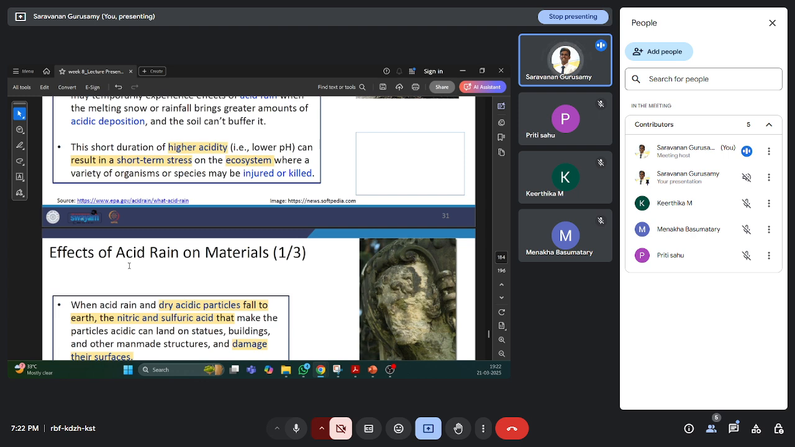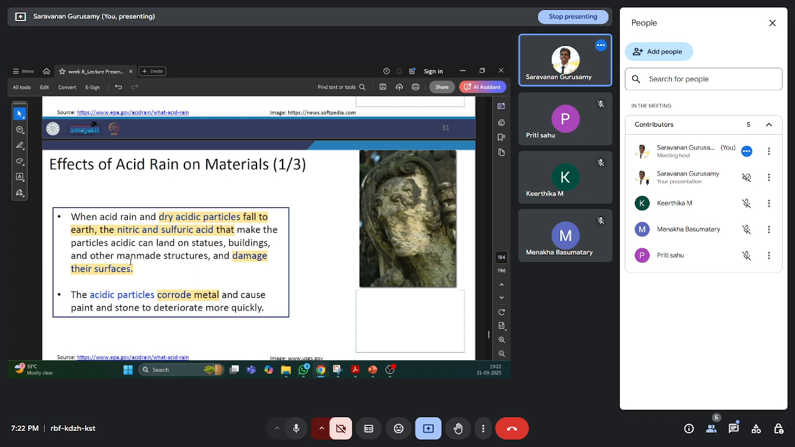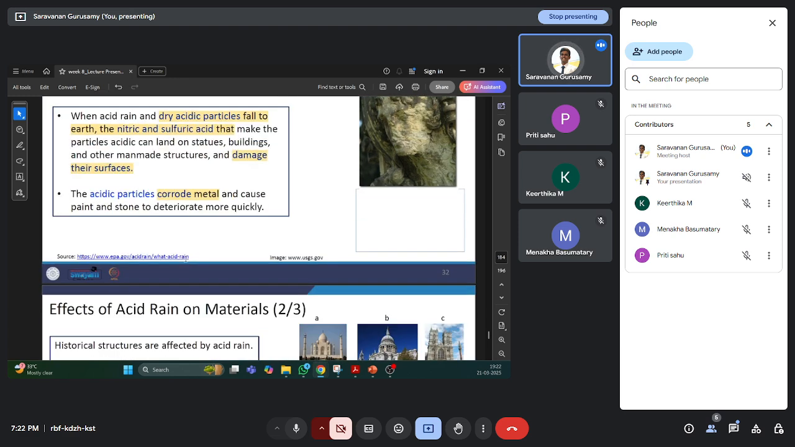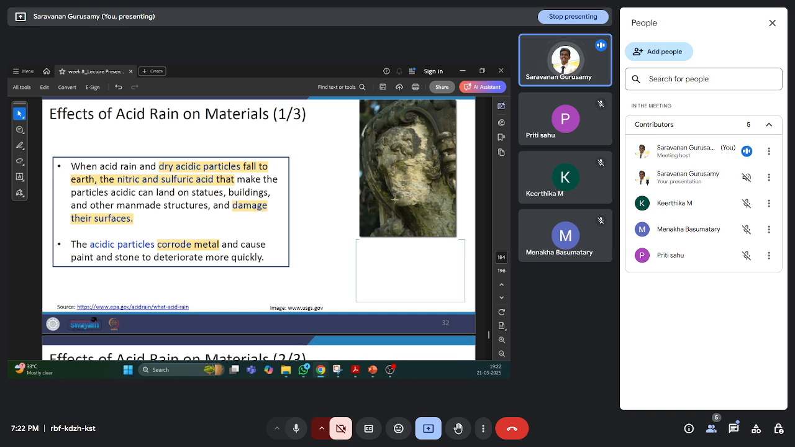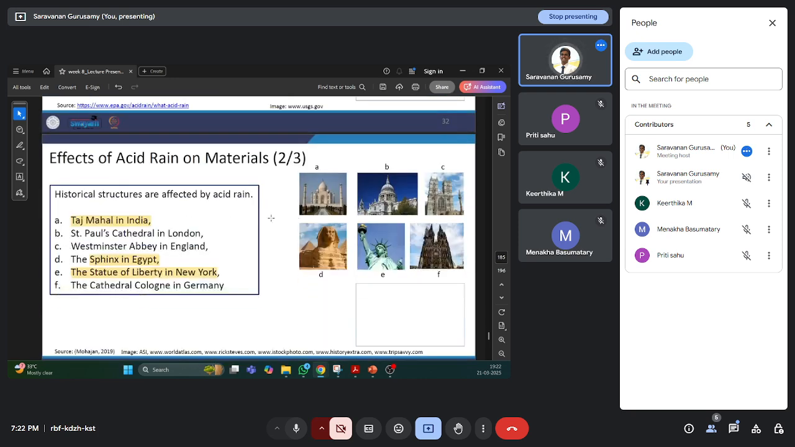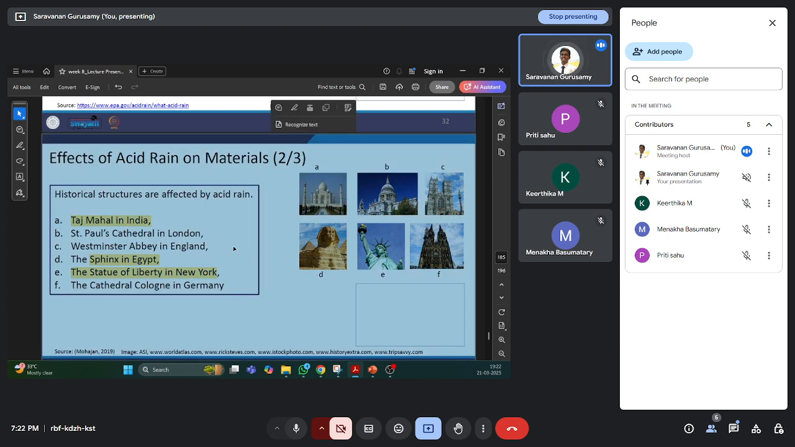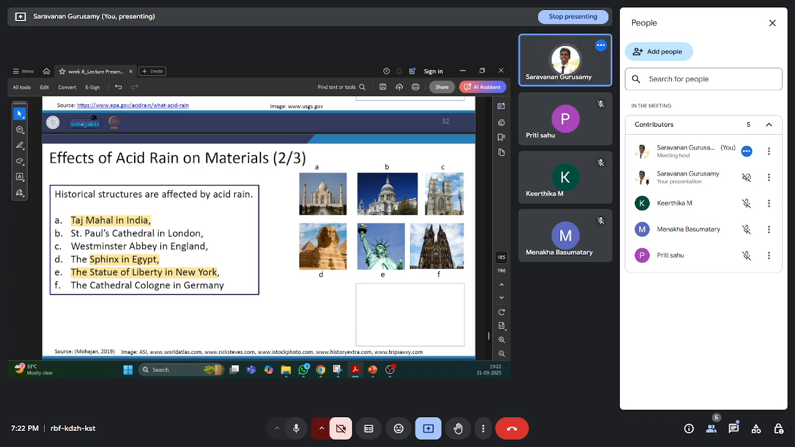This acidity also comes with melting snow and severe rainfall events. Higher acidity results in short-term stress on the ecosystem. And dry acidic particles, this dry deposition, directly impact materials and buildings, causing corrosion. You can see this monument affected by acid deposition. We also discussed the Taj Mahal in the first lecture itself. You can also see the Sphinx in Egypt and the Statue of Liberty.